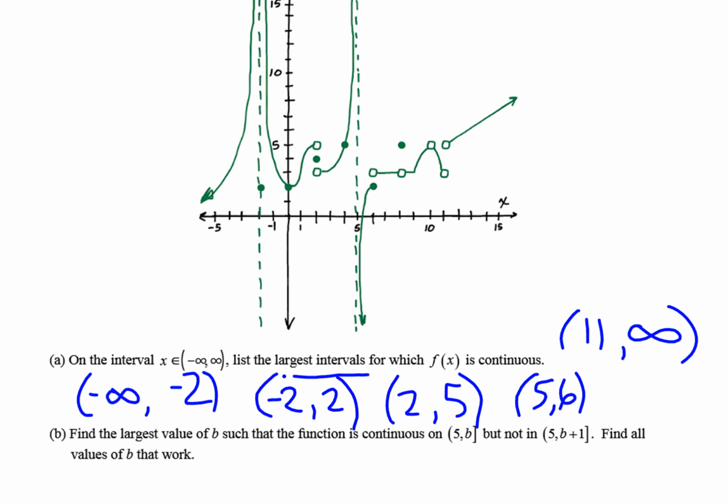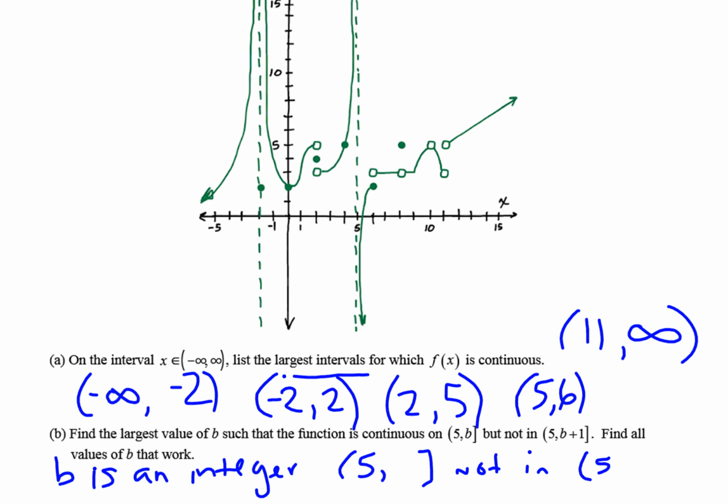but not on [5, b+1]. So let's assume b is an integer. So we want it to be from 5 to something, closed interval, but not on 5 to b plus 1. So let's see, is it continuous at 6? Yeah, it looks like it is. But is it continuous on [5, 7]? Alright, so let's see what that is.